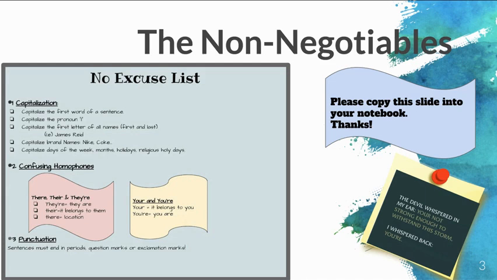The second one, we're going to do confusing homophones. Now, homophones are those words that sound exactly alike, but they have different meanings. So they are very, very tricky to work with because we have to pay an incredible amount of attention to them to make sure that we are using them correctly. The big ones that I see a lot, particularly in personal narratives, are they're, their, and there, and then your and you're. So let's go over these really quickly.